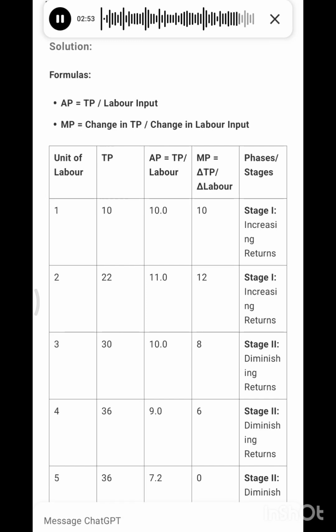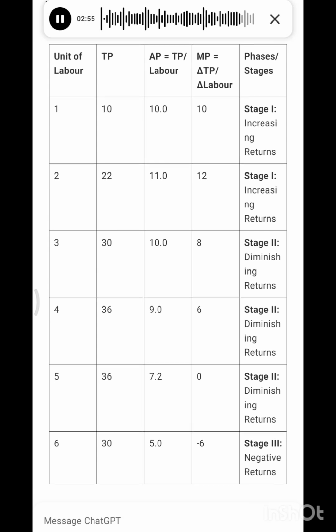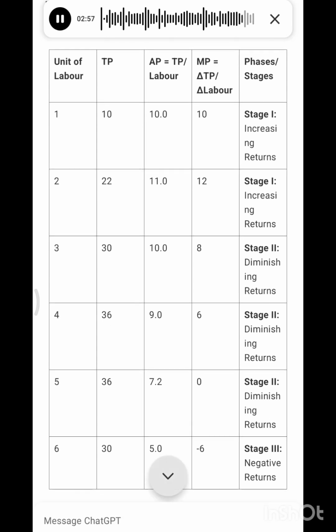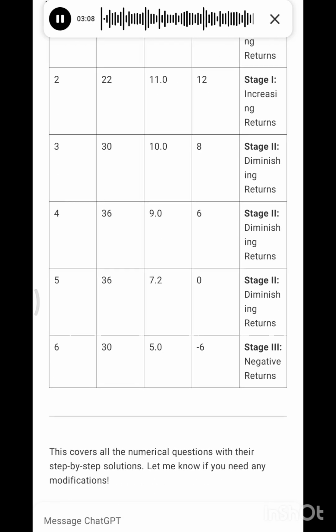4, 36, 9.0, 6: diminishing returns. 5, 36, 7.2, 0. 6, 30, 5.0, minus 6: stage 3, negative returns. This covers all the numerical questions with their step-by-step solutions. Let me know if you need any modifications.